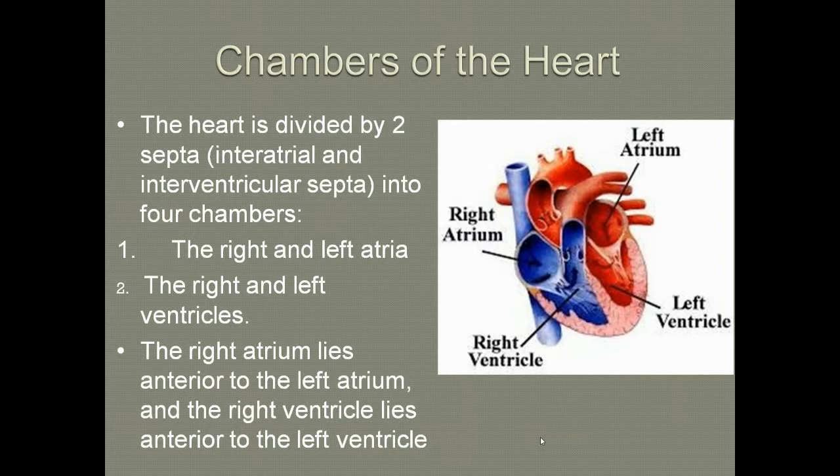The right atrium lies anterior to the left atrium, and the right ventricle lies anterior to the left ventricle. So we can see here that these lie anterior to the left side of the ventricle and atrium.